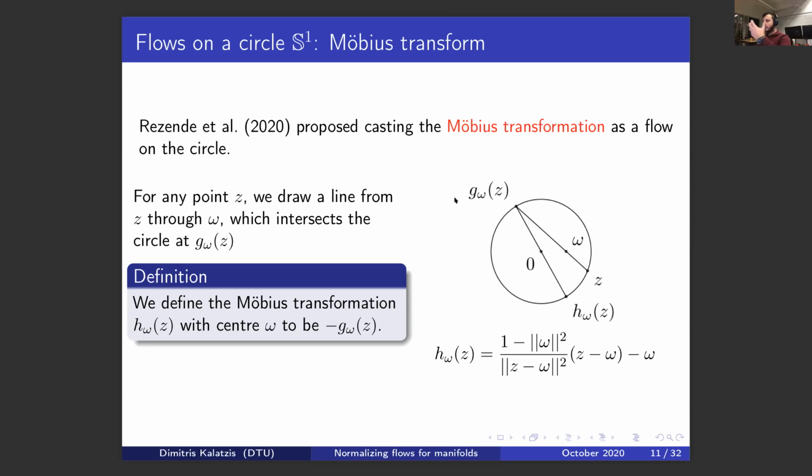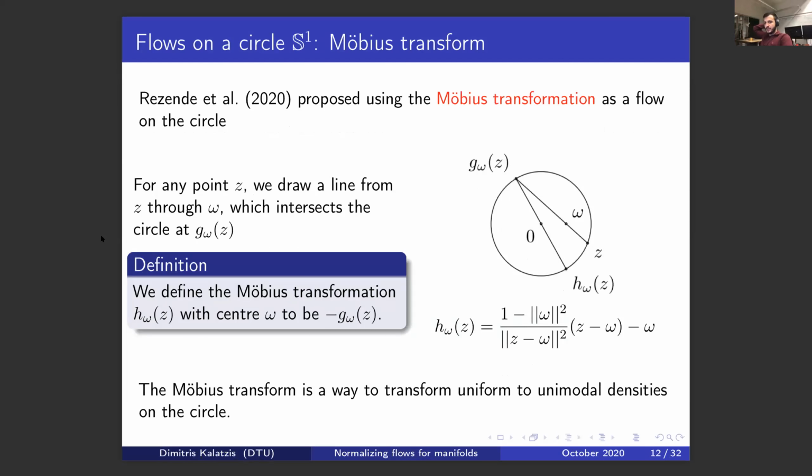But one might wonder why this transformation is even useful. So what the Mobius transform does is that it takes the regions on the circle that are close to omega and expands that space, whereas it contracts the rest. And that has, as a result, the transformation of uniform densities to unimodal densities on the circle.